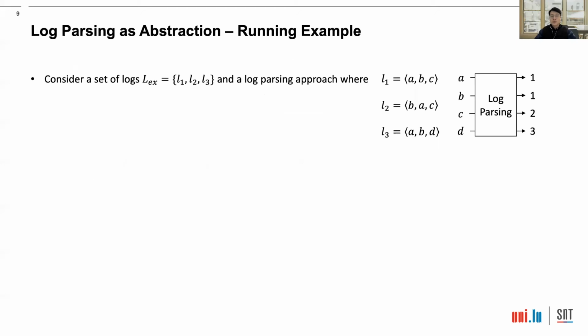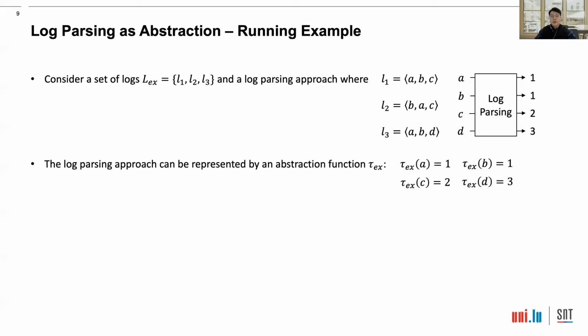I want to show you a running example for that. Consider a set of logs composed of 3 logs, L1 to L3, and a log parsing approach where the messages A, B, C, D are converted to 1, 2, 3 as shown in this example. The log parsing approach can be represented by an abstraction function tau ex, such that tau ex maps A to 1, C to 3, and so on.